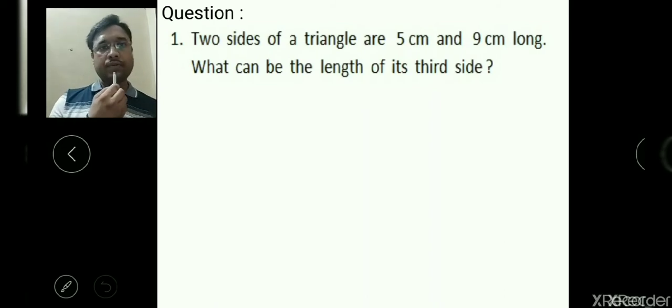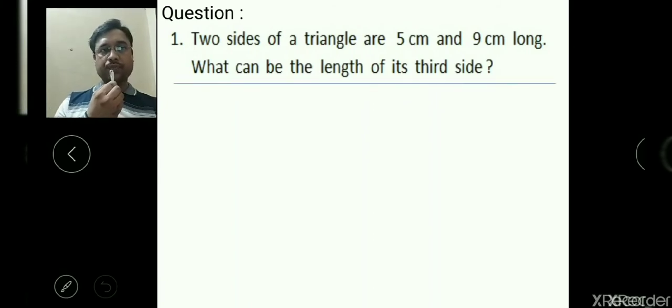Question number 1: two sides of a triangle are 5 centimeter and 9 centimeter long. What can be the length of its third side? On the basis of the information given here, we can find the range of the third side. Exact value we cannot find here. Using the triangle inequality, we can find the range of values of the third side. See how. Now the solution we can give like this.